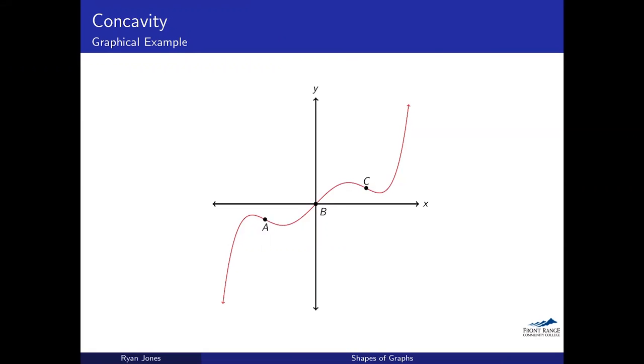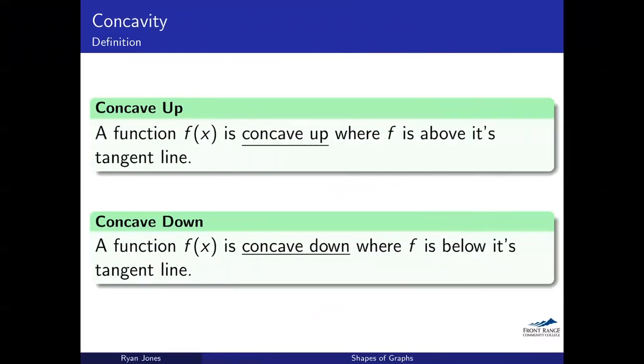So concavity, we've seen smiling and frowning. That means concave up and concave down. Here's a more mathematical way of describing concavity. We'll say a function is concave up when the function is above its own tangent line. So what that means is that if I were to draw a tangent line on the function, if the function is above it, then that means it's concave up.